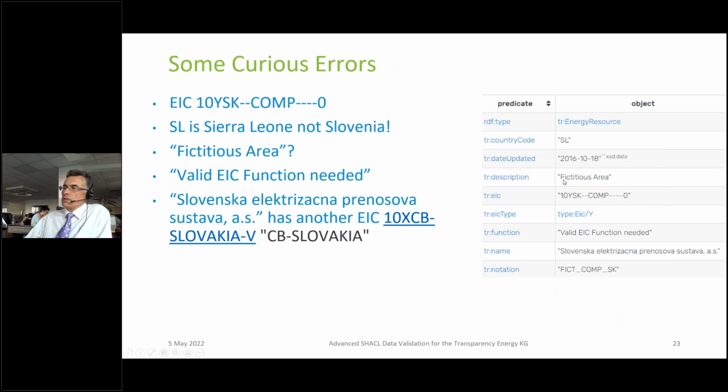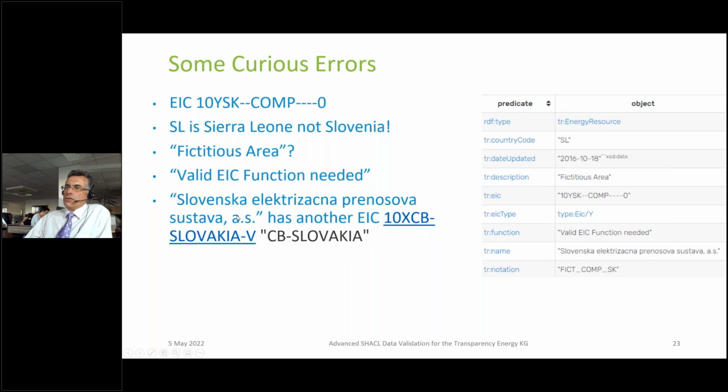Secondly, the description says fictitious area. But the EIC file is supposed to have only real resources, not test resources. Then it also says we don't have a valid function for it. This comes right from Slovenian data. You also see the notation mentions that it is fictitious. And the last problem is that this particular market participant has another EIC code.